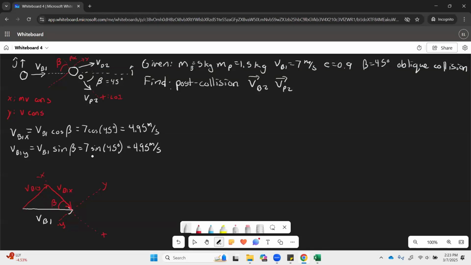So we know that because velocity is conserved in the y direction, VB2y equals VB1y, and that equals 4.95 meters per second. So we've got the y component for VB2. Now we need to work on the x components. In the x direction, we'll have momentum conserved, and we'll have the E equation.